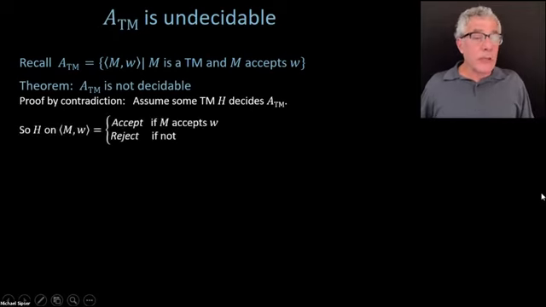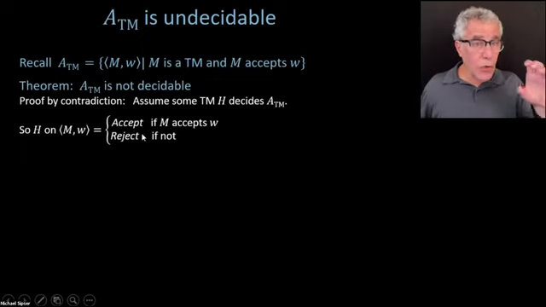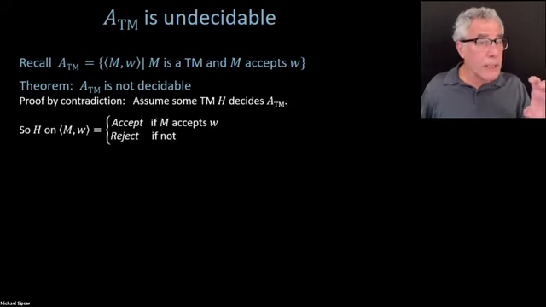So let's first of all make sure we understand what H is doing. H gets an input, a Turing machine M and an input W. And H is going to be a decider. So it always halts with an accept or a reject. It's supposed to accept if M accepts W and reject if it doesn't. So in other words, it's going to reject if M rejects W either by halting or by looping. That's the job of H. And we're assuming we can do that. But we will see a contradiction occur.